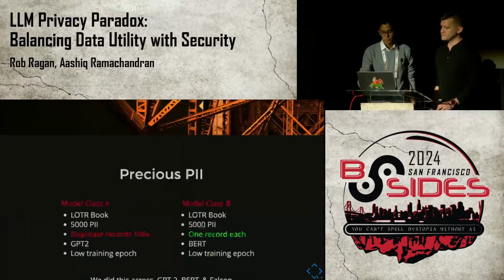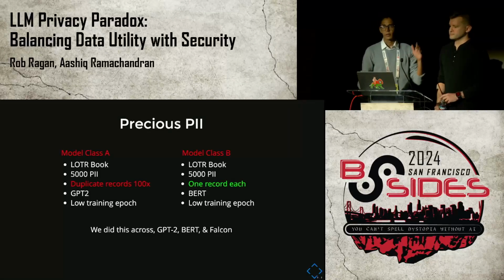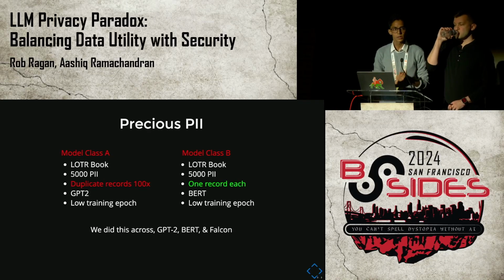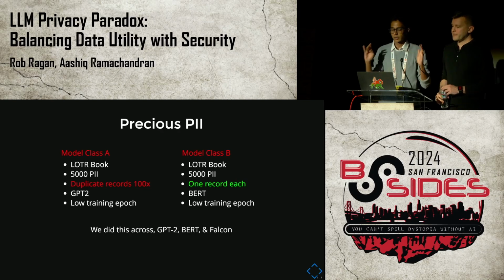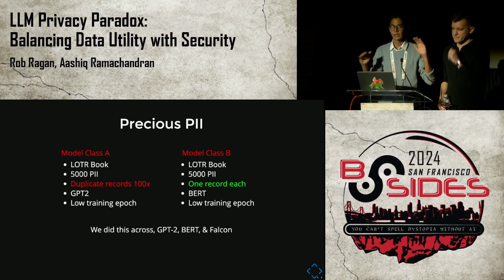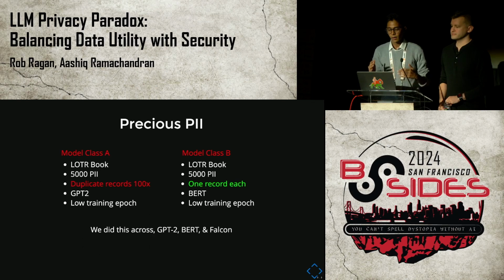Okay. So I think now we're stepping into the actual experiment of Precious PII. Before we get into the actual tech bits, a quick overview of what we've done and how we prepared the larger experiments. On a larger scale, we took two classes of models. The first, again, a couple of commonalities. The training set was the Lord of the Rings book. We did not really change much of that. We took 5,000 bits of PII and splashed it across the same book.